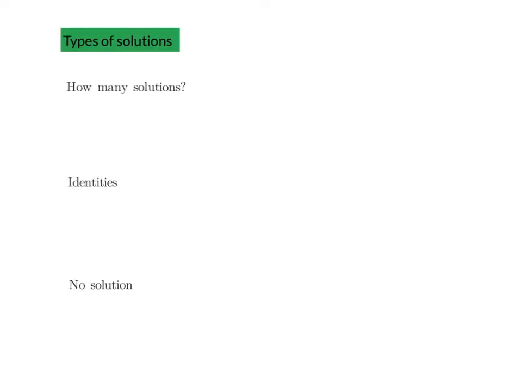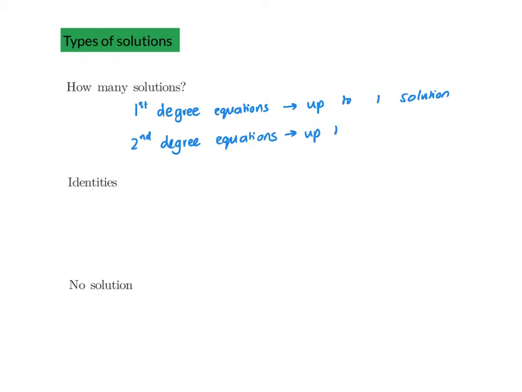When you start solving an equation, it's helpful to consider how many solutions the equation will have. Now in grade 10, we focused on two kinds of equations, first degree equations and second degree equations. First degree equations have the highest power of x being 1, and second degree equations or quadratic equations will have the highest power of x being 2. Now, a first degree equation will have up to one solution. Second degree equations will have up to two solutions. They could also have one solution or no solutions.